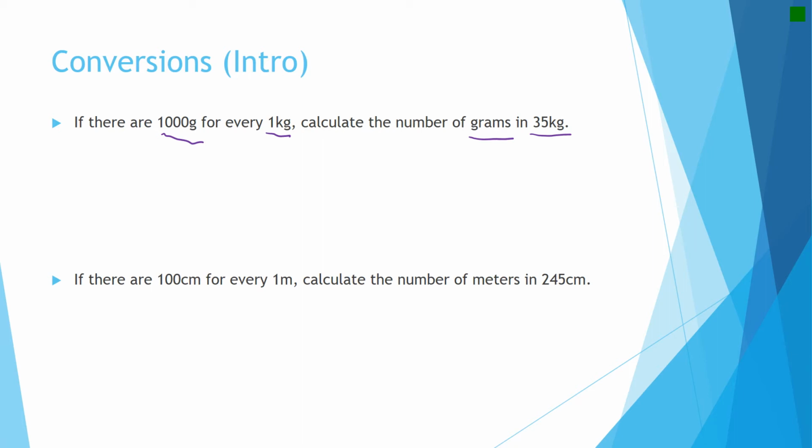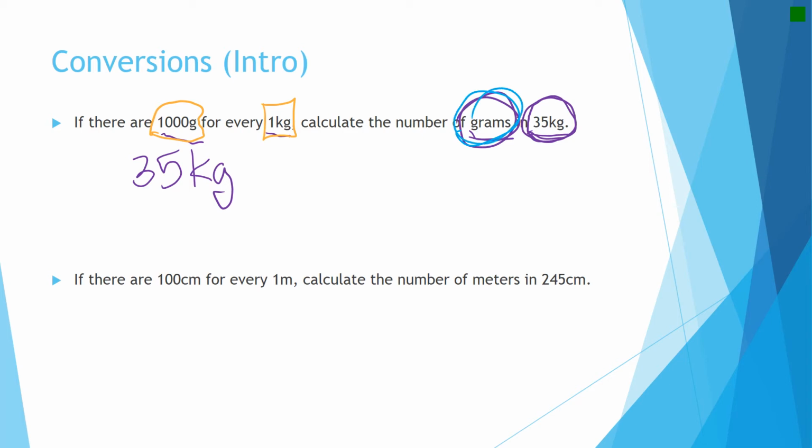So what we're going to do is start how you start these conversions, and this is called dimensional analysis. You always start with the number that I'm giving you, not a conversion. If you ever see a "for every," those are going to be your conversions. So you always start with the number I give you, which is 35 kilograms. And what I'm asking you to do is go to grams. I'm asking you to convert this into grams.